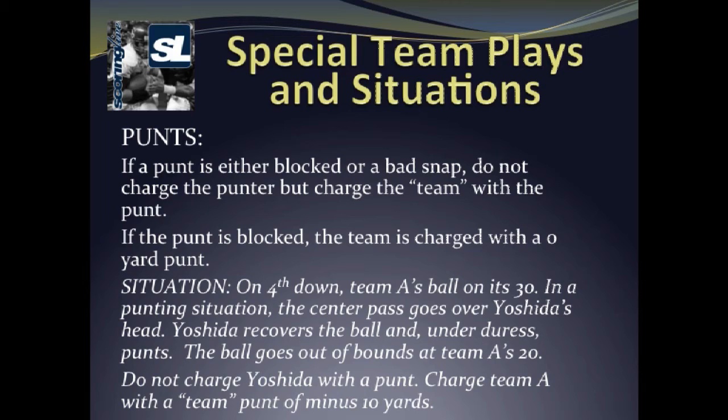Okay, so Team A on its own 30, center pass goes over Yoshida's head, and he kicks the ball, the ball goes out on Team A's 20-yard line. So what's the total net yards on this play? Minus 10, right? So in this play, we're not going to charge Yoshida with a punt. Again, we're going to charge the team with the punt. So in this case, Team A gets a team punt of minus 10 yards.